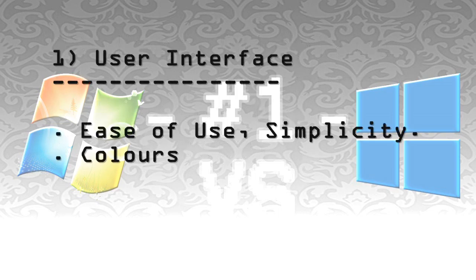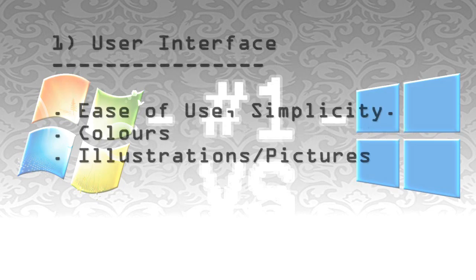The second subcategory is colors. Basically, do the colors make the program look pretty and inspiring, and does it draw the user in to want to use it? Then on to illustrations slash pictures. This basically shows us pictures, just how easy the program is to use, and gives us more knowledge and makes the program look pretty, basically just the same as colors.